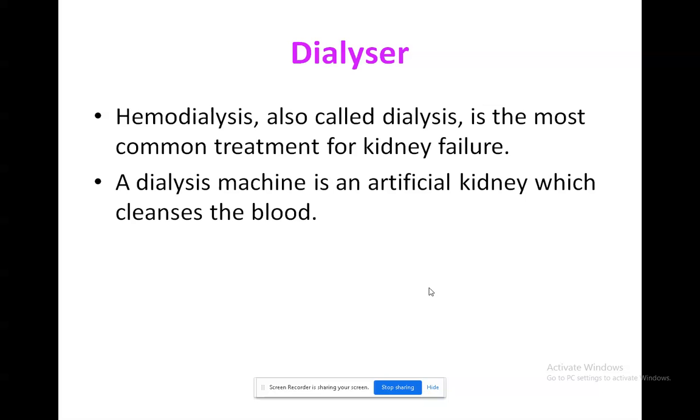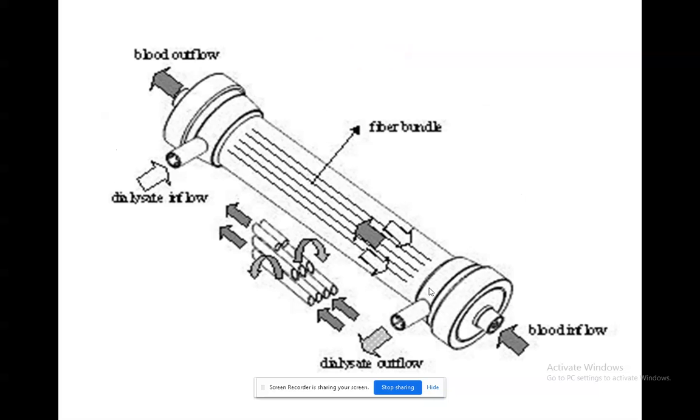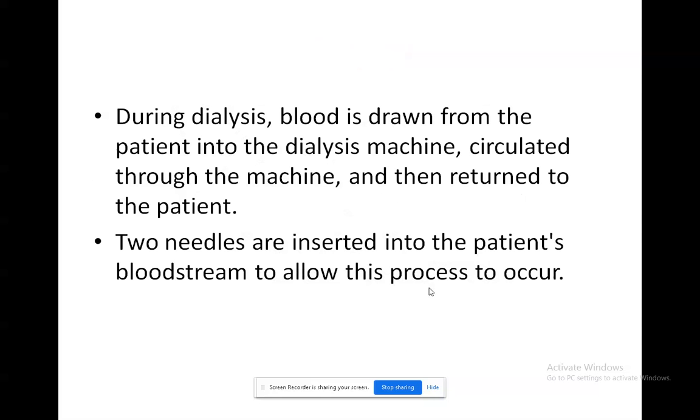Okay, this is the dialysis machine. So during dialysis, blood is drawn from the patient into the dialysis machine, circulated through the machine, and then returned back to the patient. So during the dialysis process, the blood is taken from the human body to the dialysis machine, and after cleaning the blood in the machine, it is returned back to the patient itself.